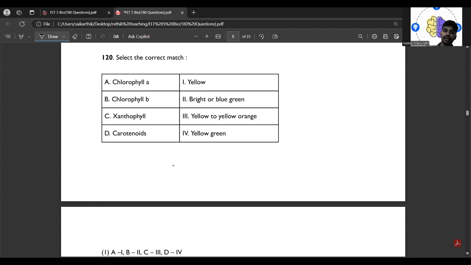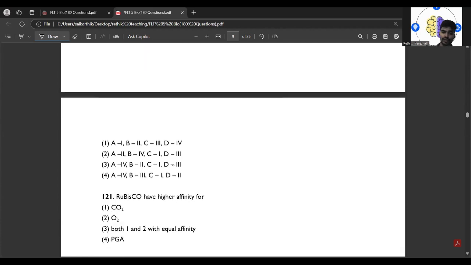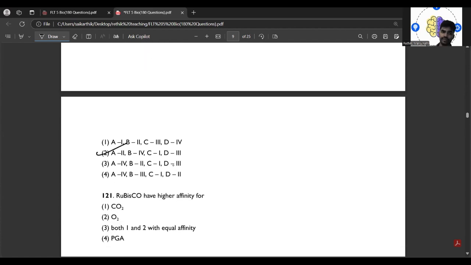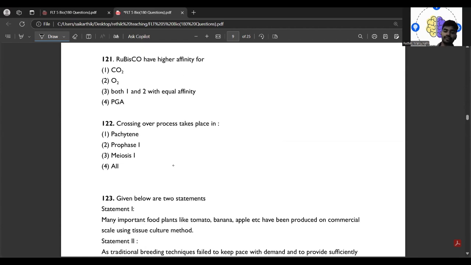Next 120, we need to select the correct match. So chlorophyll A will be bright or blue green. Then chlorophyll B is actually yellow green. Then xanthophyll is actually yellow, and the last one will be this. So from these options, what will be the correct one? So 121, that is Rubisco has high affinity for what?